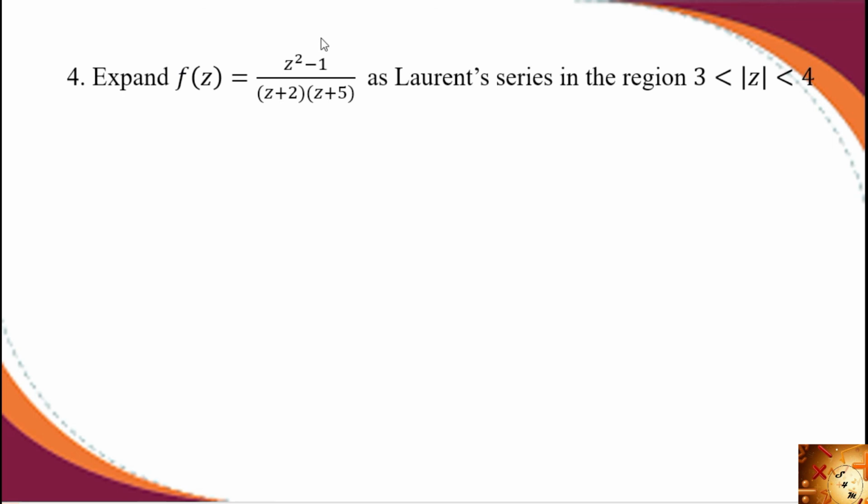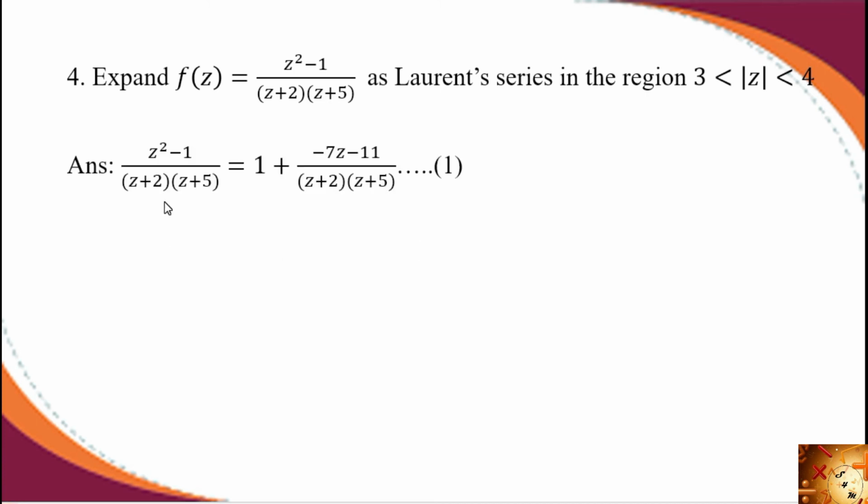Next problem: expand f of z equal to z square minus 1 divided by z plus 2 into z plus 5 as a Laurent series in the region 3 less than mod z less than 4. Here the degree of the numerator and the degree of the denominator are the same, so we want to use actual polynomial division. By actual polynomial division, the function z square minus 1 divided by z plus 2 into z plus 5 is equal to 1 plus, here 1 is the quotient, plus minus 7 z minus 11, which is the remainder, divided by the divisor.